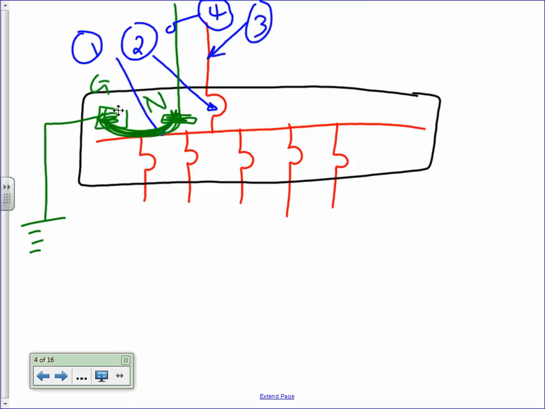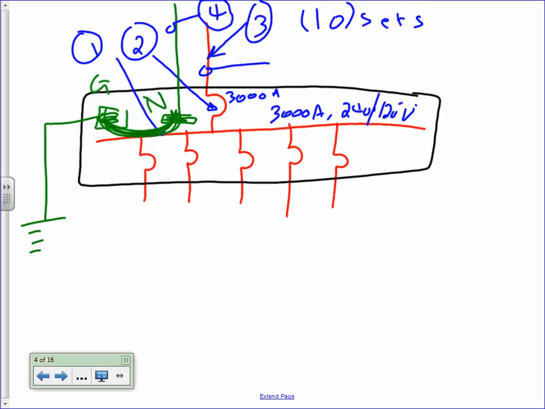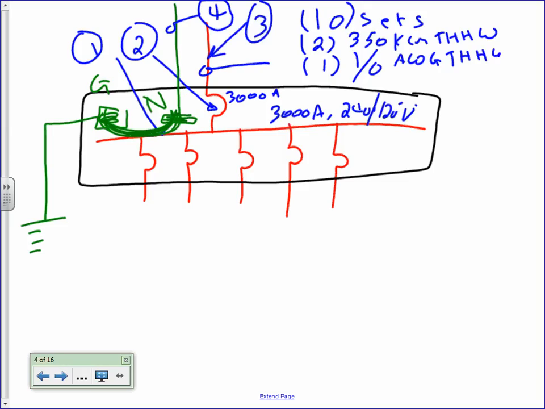So looking at this, this is my 3000 amp, 240 volt / 120 volt. This is a 3000 amp, and the conductors here are 10 sets. This is how you write them. 10 sets, right? Of how many conductors? 2 conductors of 350 KCM THHW, and 1 conductor of 1 AWG. That's what engineers do. When you're done, that's what you size. You size the overcurrent protection device at 3000. The panel itself is 3000, and the conductors are 10 sets. You know what 10 sets are? 10 conduits, 3 conductors in each conduit, 2 conductors of about 350, and 1 conductor is 1 AWG.